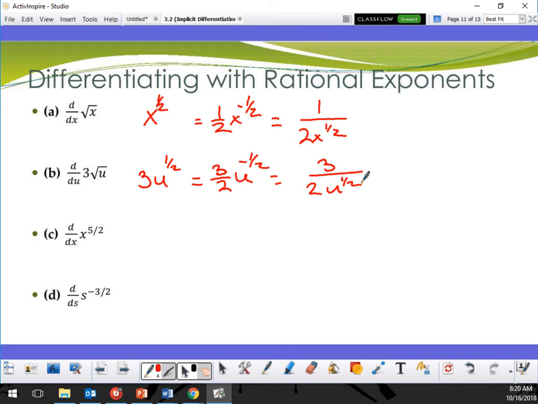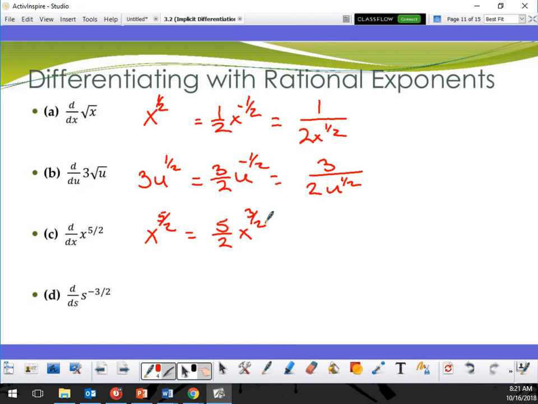All right, next one. x to the 5 halves. Okay, so I'm going to rewrite it. All right. So 5 halves goes out front, right? So it's going to be 5 halves x to the... Remember, you're subtracting 1. So I said you're subtracting 2 over 2, right? So if I'm subtracting 2 over 2, I get what left over? 3 over 2. Very good. Easy?